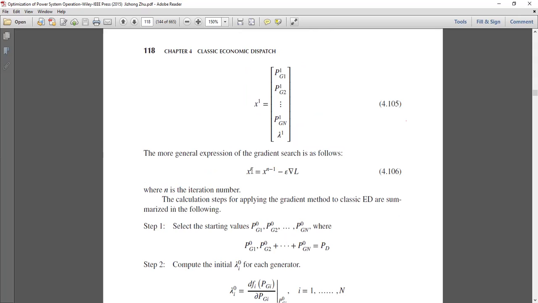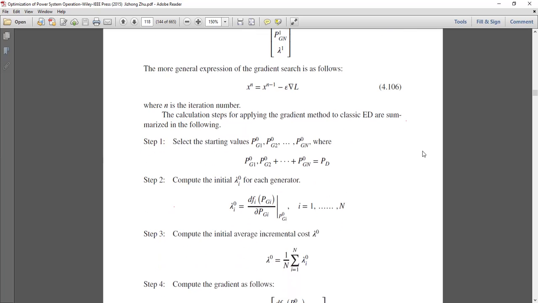So if you are looking for a value of the X vector at nth iteration, you should take the X vector values at the previous iteration, that is n minus 1, minus, because it is the gradient descent algorithm, epsilon, the learning rate, times delta L, that is your gradient itself. Remember, delta L has to be evaluated at certain values of all of your X variables. Otherwise, the gradient is meaningless. The gradient or slope has to be calculated at a certain operating point.